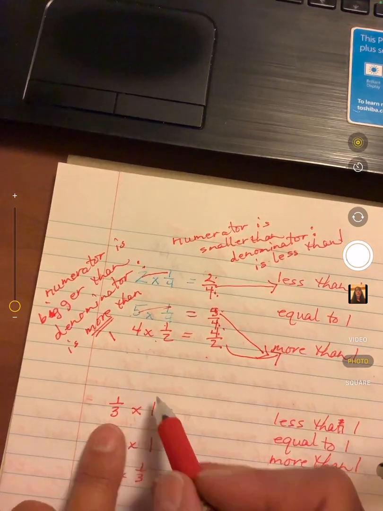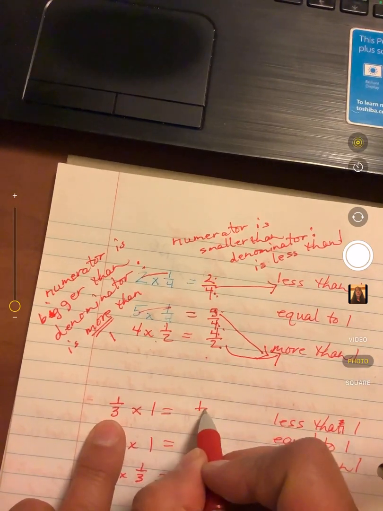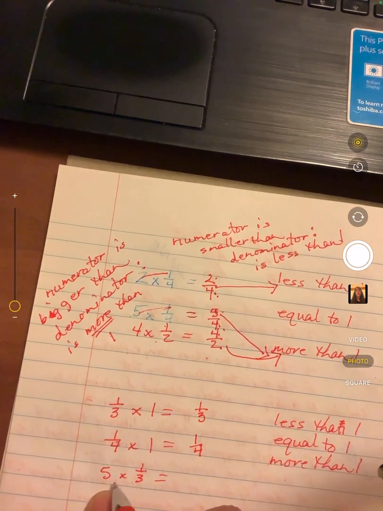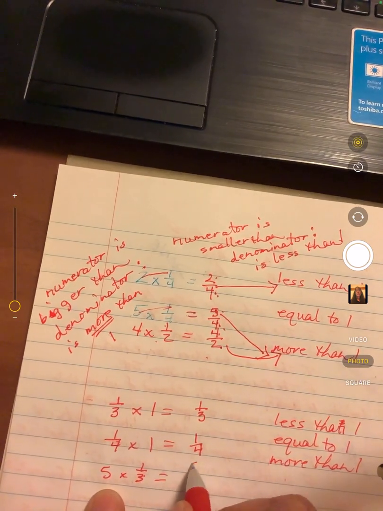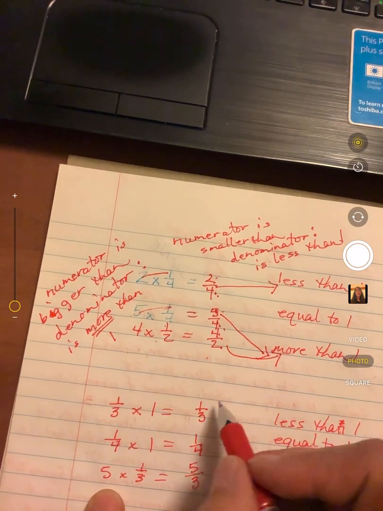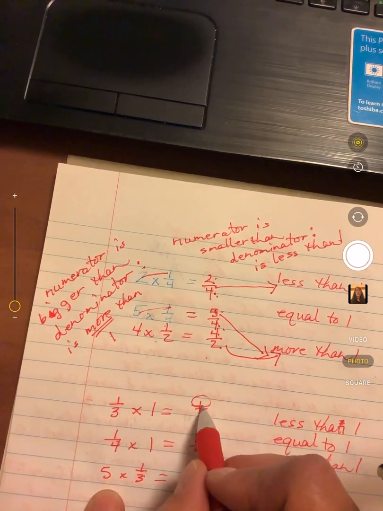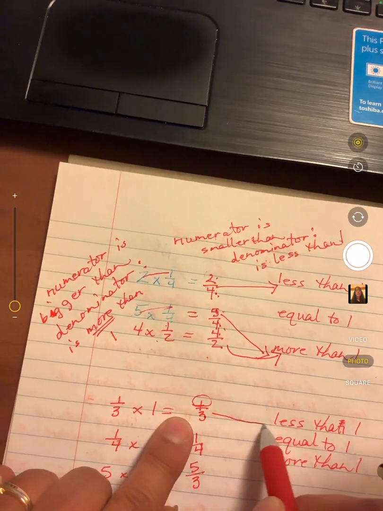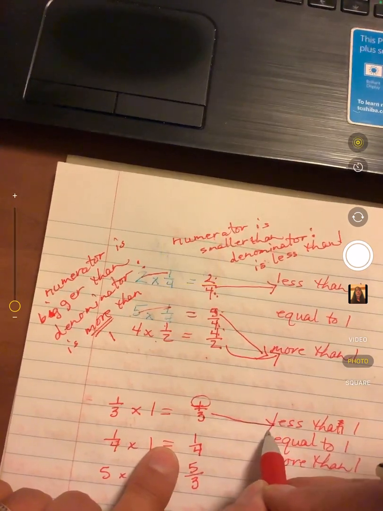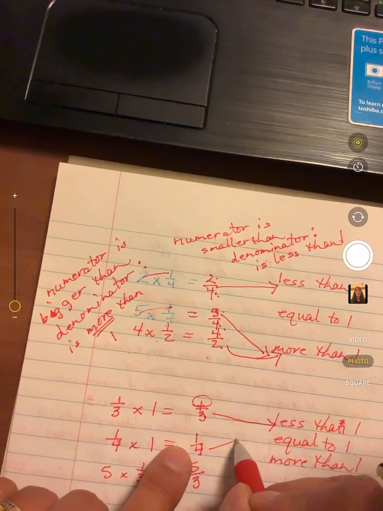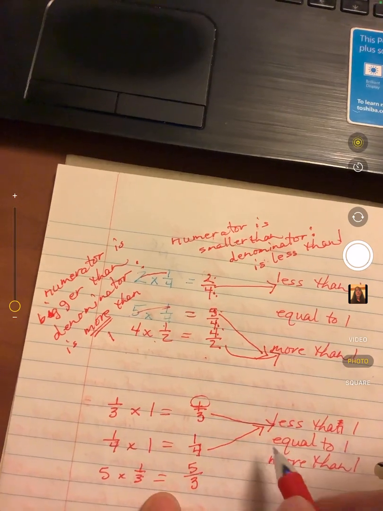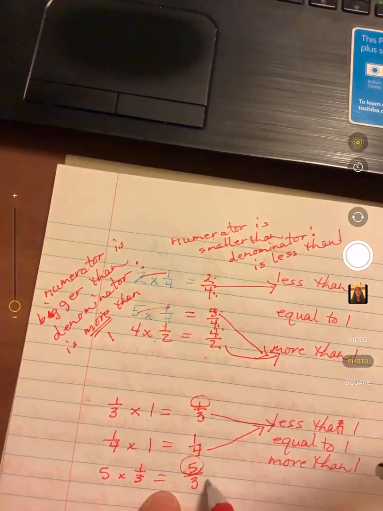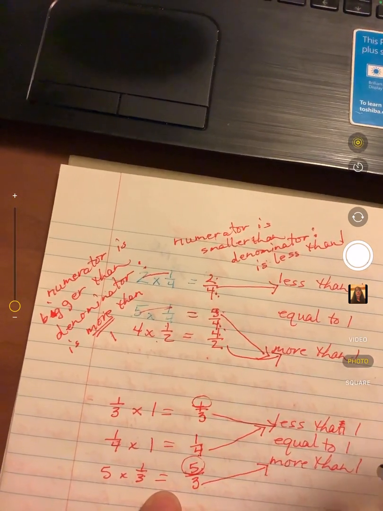Okay? 1/3 times 1 is 1/3. 1/4 times 1 is 1/4. 5 times 1/3 would be 5/3. Okay? If I look at this, my numerator is smaller, so it's less than 1. My numerator is smaller, so it's less than 1. My numerator is bigger than my denominator, so it's going to be more than 1.